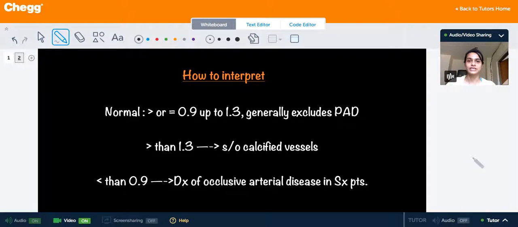If the value is more than 1.3, this is suggestive of calcification of the vessels, which makes the vessels less compliant and can change the pressure measurement. And an ABI of less than 0.9, this is the important one here. If it's less than 0.9, this is diagnostic of occlusive arterial disease in symptomatic patients. Of course, you have to correlate this with the clinical presentation and risk factors that the patient has.